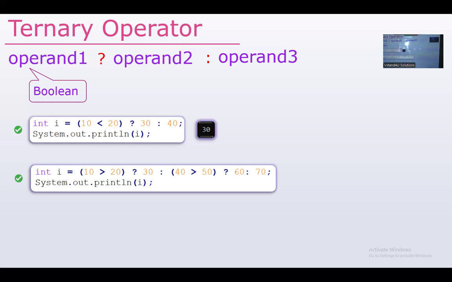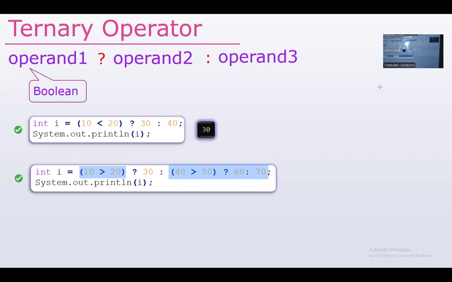Shall I explain? Pay attention. This much portion: 10 is greater than 20, true or false? If the condition is false, I should execute the first operand or the second operand? In the second operand, this much area is there, and all these operations I need to do. In that case, at the place of the second or third operand, I am finding another ternary operation.